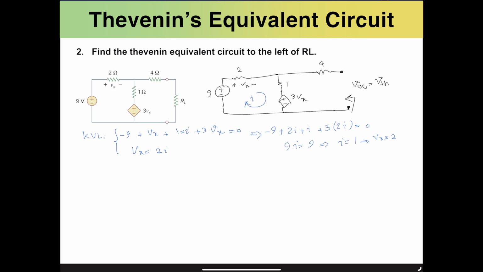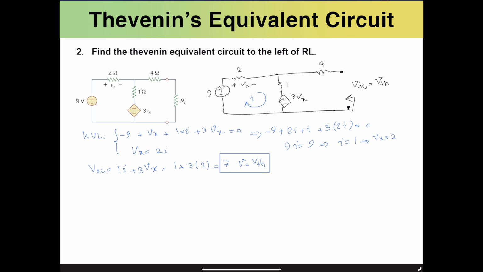Now, we need to know what the open circuit voltage is. The open circuit voltage is simply considering a combination of 1 and 3 Vx. So starting from the top to the bottom, it would be 1 times I plus 3 Vx. And we know both of them. I is 1 plus 3 times Vx, which is 2. Essentially, that gives us 7 as the 7-volt open circuit voltage. So that would be the V Thevenin of this structure.